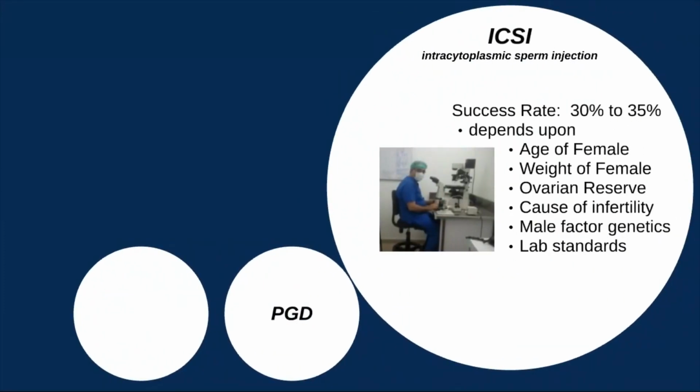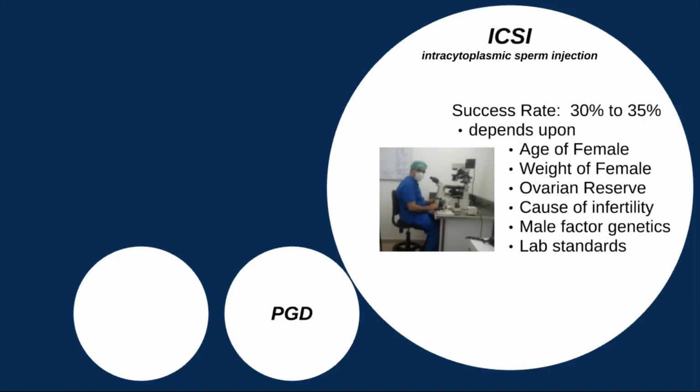ICSI is in which, I have told you already, we take the sperm and we inject it inside the ovum. We don't leave them in the petri dish to fertilize on their own, but we inject the sperm into the ovum. So the success of fertilization is very high. Above 90% of the ova are fertilized, and we place them back again on day 3 or day 5 of the stage of the embryo.